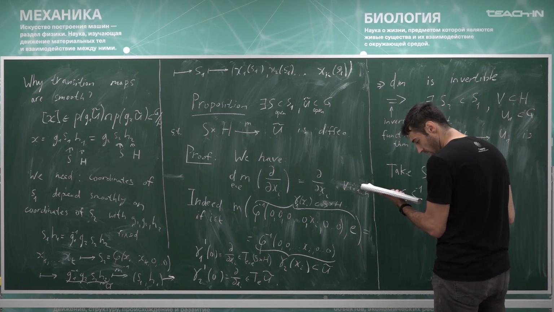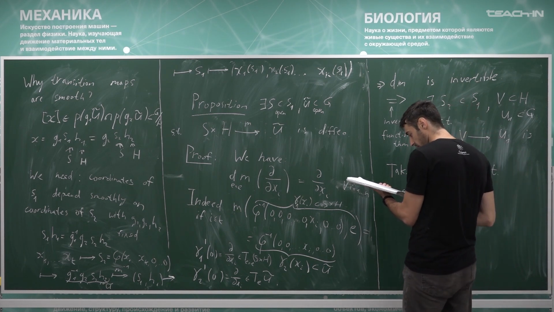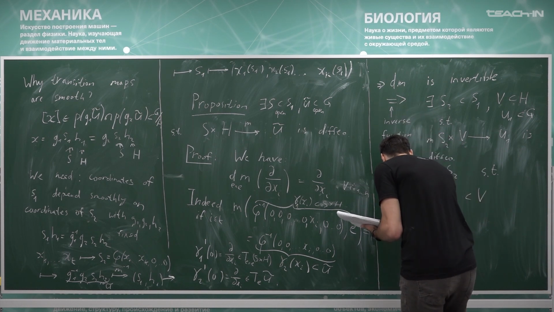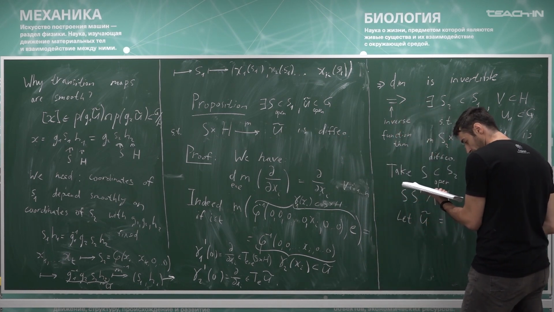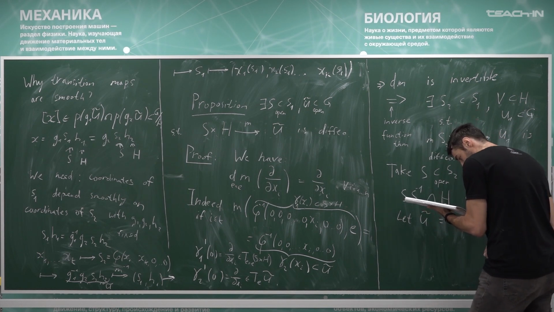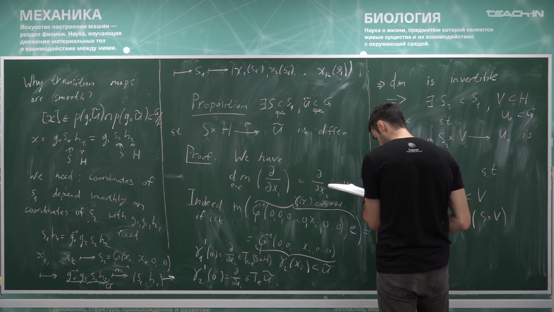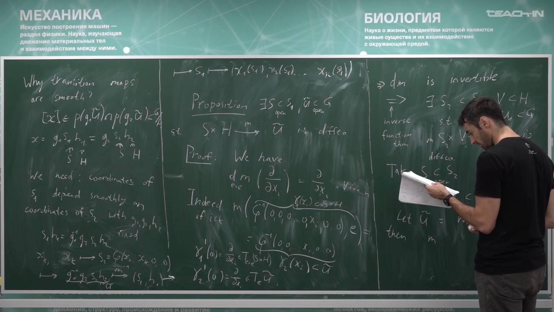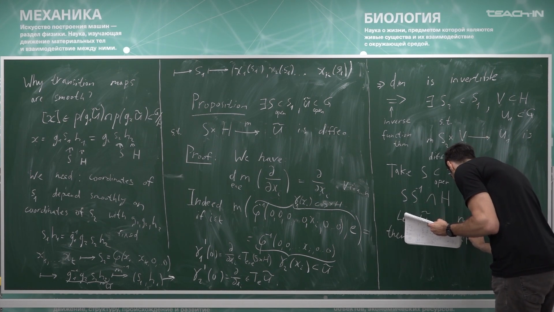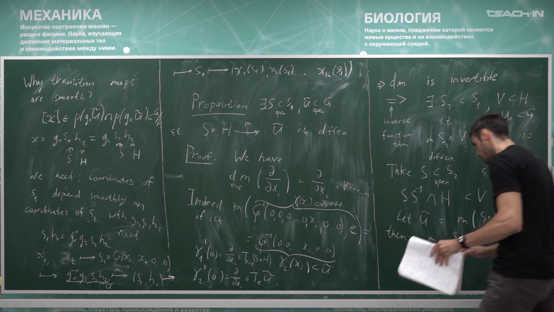Okay. But then let me take U tilde, which is in here, to be the image under multiplication of S times V. Then m from S times H to U tilde is a bijection.